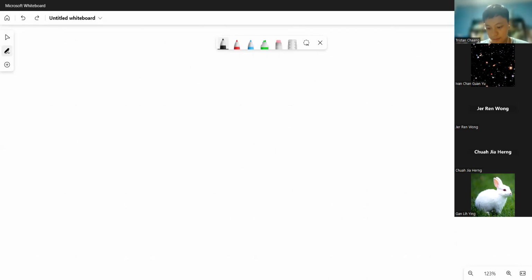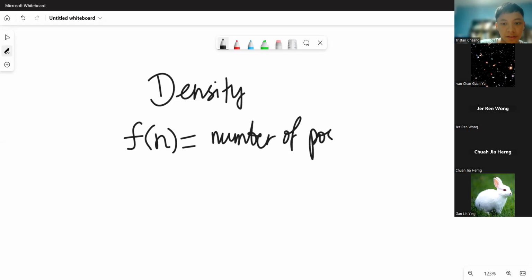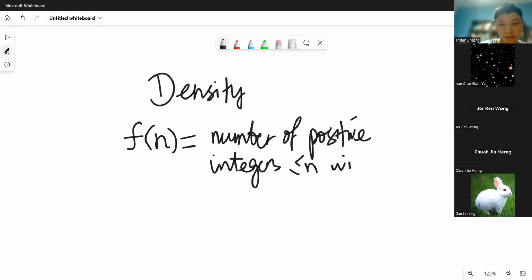Right, so let's talk about density. Let's say you have a particular property that you're considering, and let's say Fn is the number of positive integers less than or equal to n with that property.